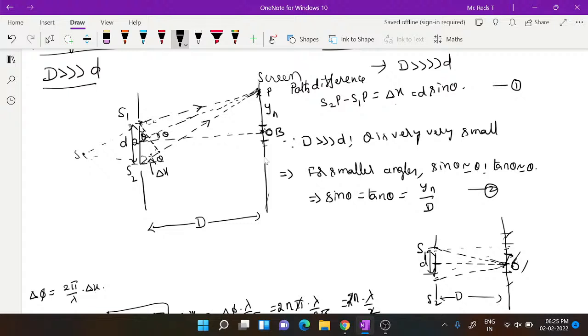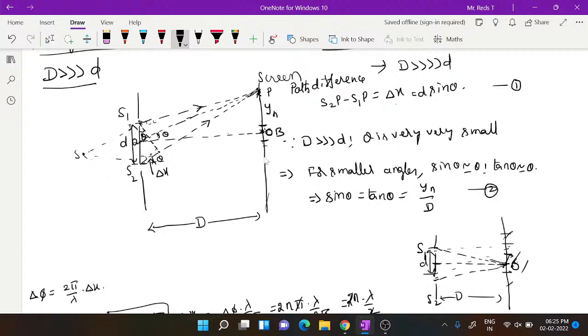The line is perpendicular to this, which means the angle between this line and this line will be 90. So this line and this line here also make 90. This is a vertical line, this is a horizontal line, so this also will be 90. And this is theta.